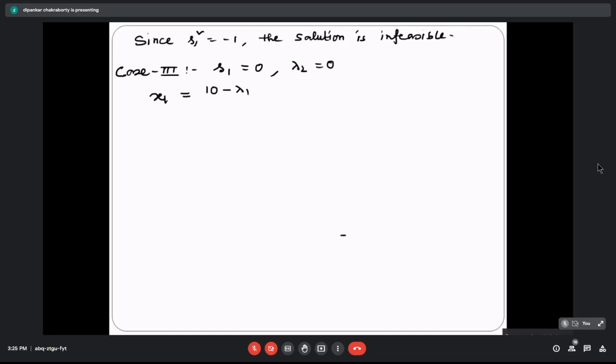10 minus lambda 1, right? Divided by 2. And x2, 10 plus lambda 1 or 10 minus lambda 1? So minus lambda 1 divided by 2. So s1 equal to 0 means we have another equation, x1 plus x2 equal to 9, right? So x1 plus x2 means what? 10 minus lambda 1 is equal to 9. That is lambda 1 equal to 1.